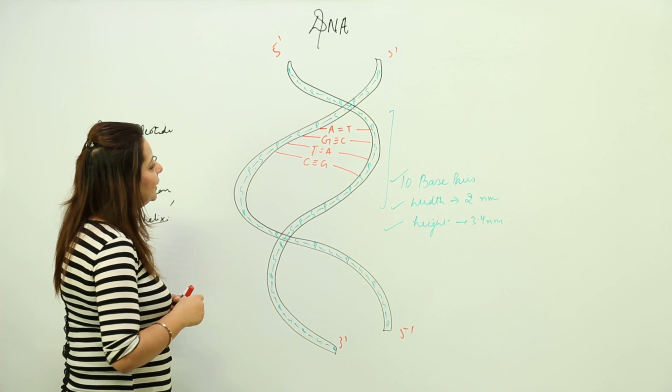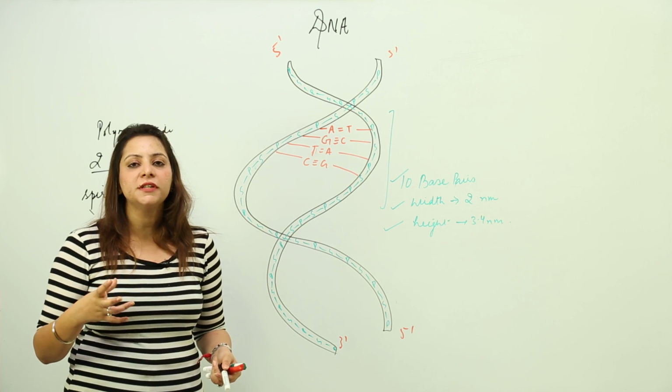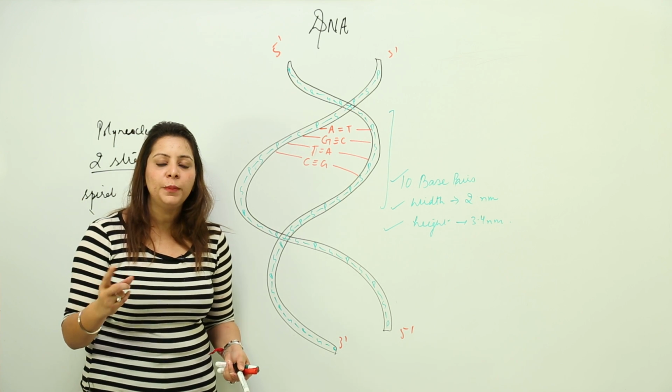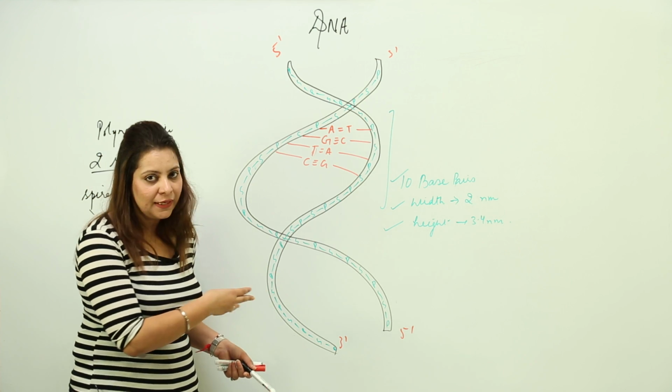So in this you can see, as I told you, that the monomer which forms the DNA is a nucleotide, which consists of three parts. One is the phosphate group, another is the pentose sugar, and the third is the nitrogenous base, and this you can easily see in this figure.